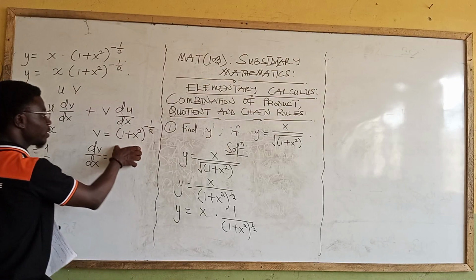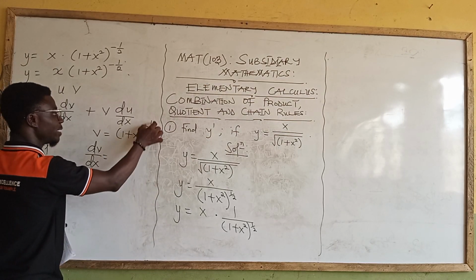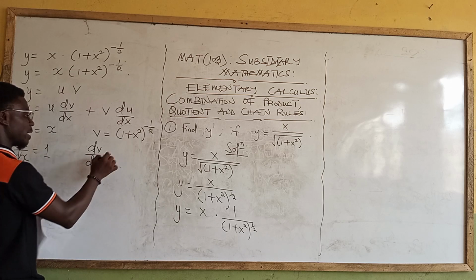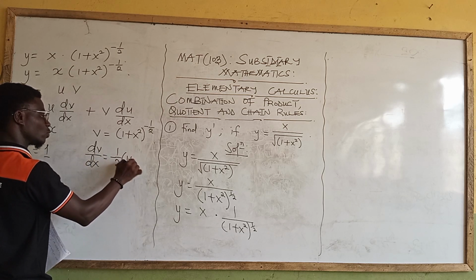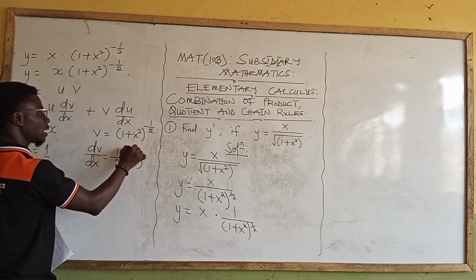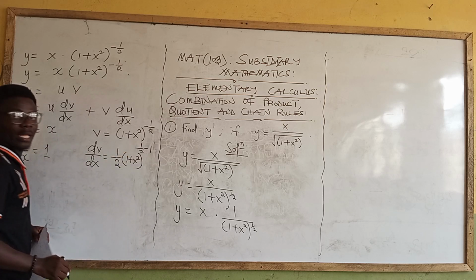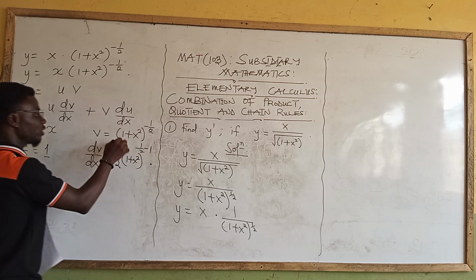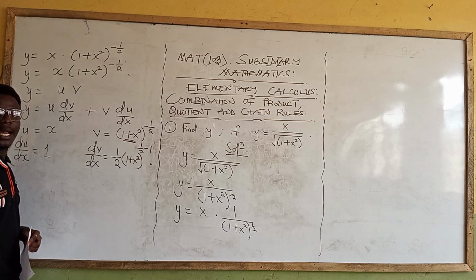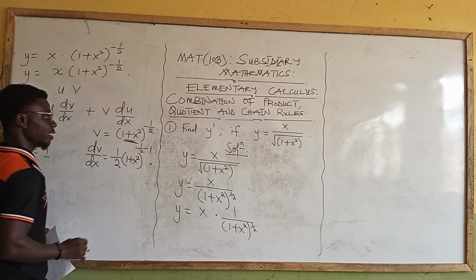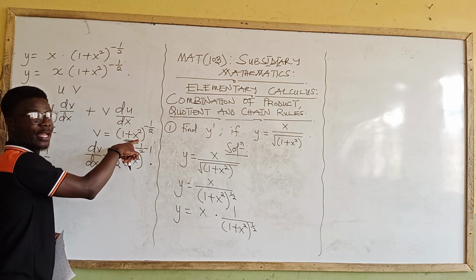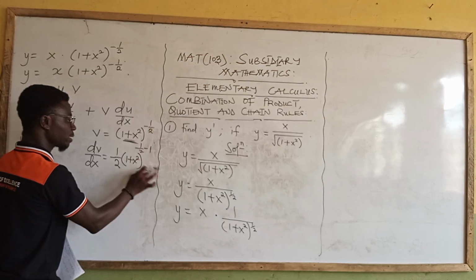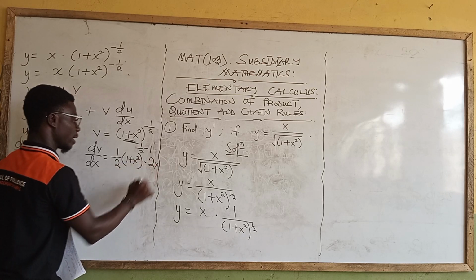I said use the general power rule, so let this negative half come down. Right? So it multiplies (1 plus x squared), then we subtract 1. Then we differentiate the expression inside. We have a constant here, so it goes to 0. Then we have x squared here, we get 2x. So I get my 2x here.